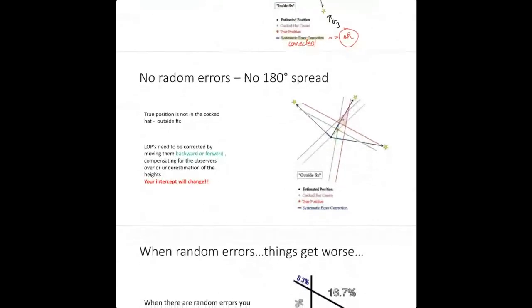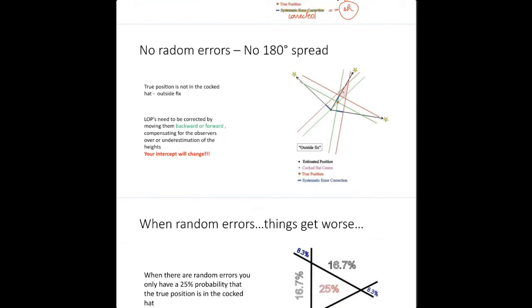Okay. Of course, when you have no random errors and your azimuths are not spread over 180 degrees, then they talk about an outside fix, meaning that your true position will not be in the cocked hat, and that the corrections that you apply here, these ones here, will cause your true position, being this one here, to be outside of the cocked hat. Okay, because of the direction towards which you have to displace your line of position in order to correct for the systematic error correction on your delta H. Okay, voila. So lines of position need to be corrected by moving them backwards or forward for the systematic error, and so this means that your intercept will change. Okay, in systematic error, remember again, this was either the over or underestimation, but it can also be the index correction.